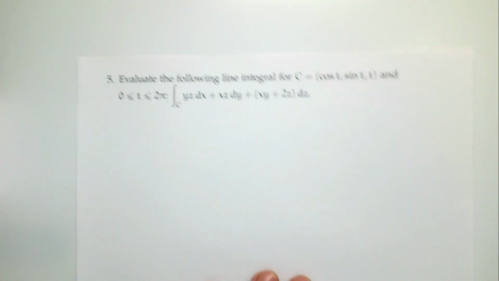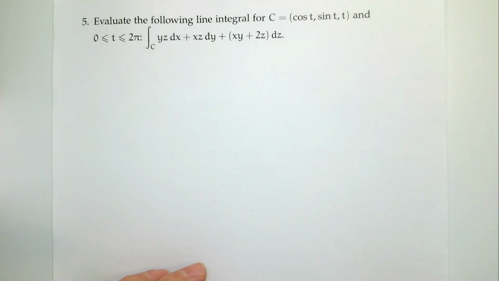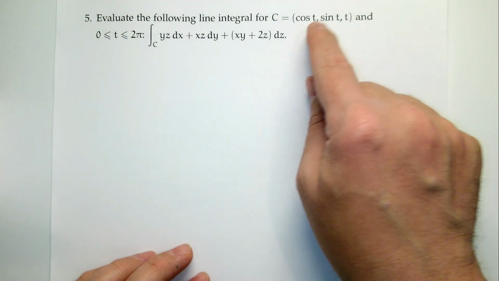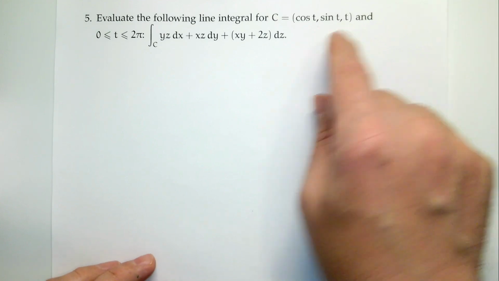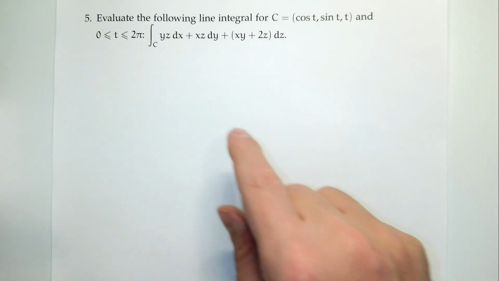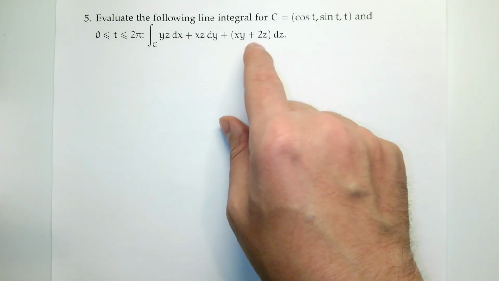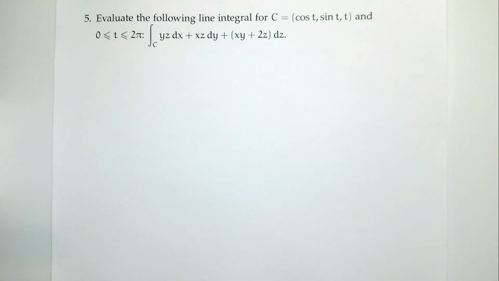Number 5. Evaluate the following line integral for c equals cosine t, sine t, t, and time goes from 0 to 2 pi. So you have yz dx, xz dy, xy plus 2z dz. Now, there's lots of ways you can do this, and I want to be absolutely clear before we start that there's easily 2 different ways you could approach this. So I'm going to talk about one, and then I'll point out what the other one is.